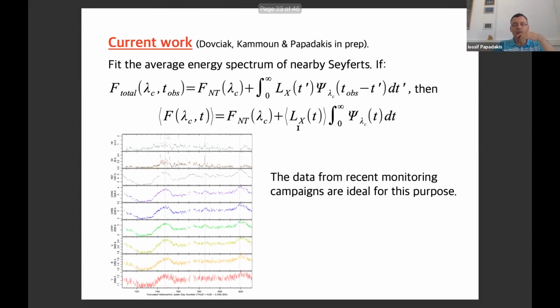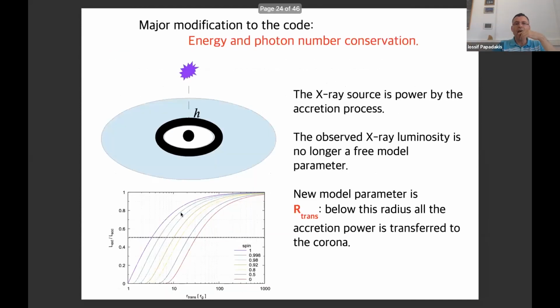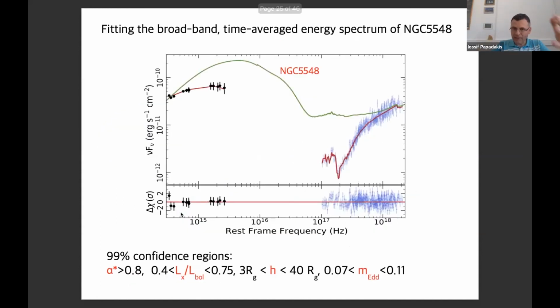And I will just finish with this, because this is ongoing work. We have this wonderful data. You can estimate the variability, but you can also simply get the mean, and you can get a beautiful energy spectrum. Can you now fit the energy spectrum of the source? The code is now much more developed. Now we conserve energy, we conserve photon number due to the Comptonizing process, and so on. The point is that yes, we can fit the average energy spectrum of the source.